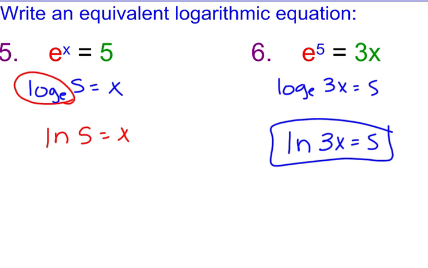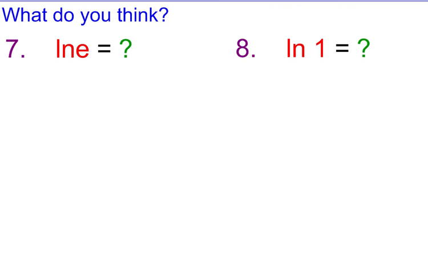Ideally, we're going to get to the point where I'd like you to not have to use this step at all. You go straight into the natural log form. But I want to show you that because I think it helps when you replace it with log base e. It looks a lot like the other ones we've done, and I think that helps it stick.